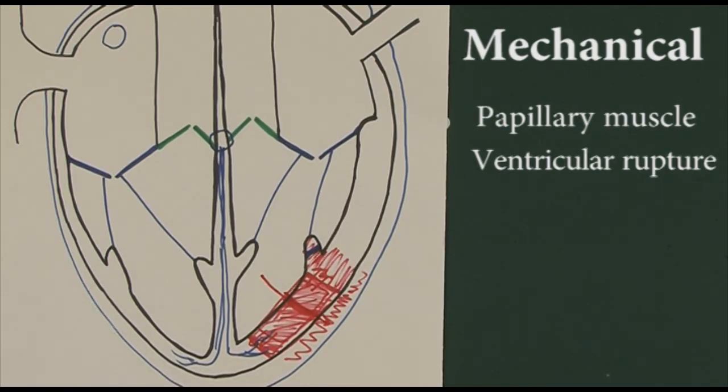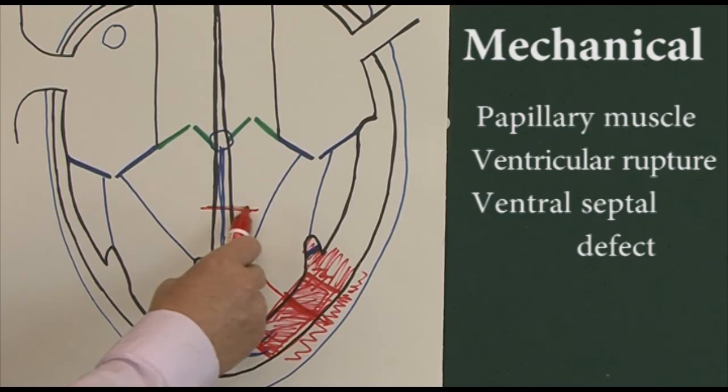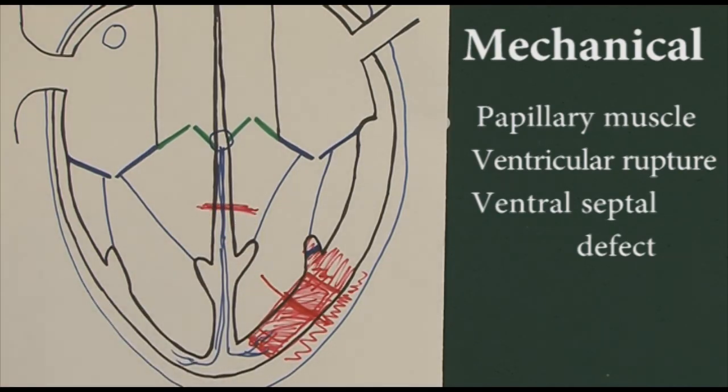And also another similar sort of acute mechanical deficiency can be a ventricular septal defect, where you get rupture between the two sides of the heart, rupture of the ventricular septum, and this will lead to left to right shunting, sudden hemodynamic deterioration, and again the only realistic option to save the patient there is cardiac surgery.